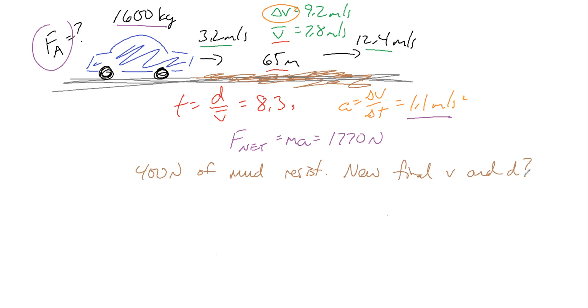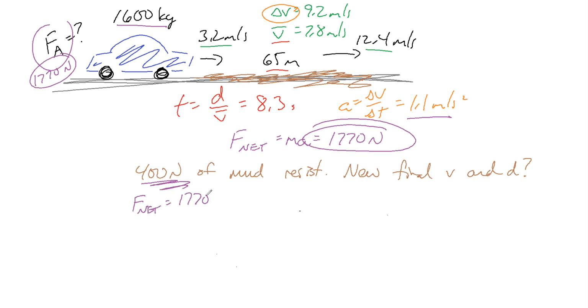Okay, so let's just take the exact same question and work it the other way, incorporating some mud. Well, I know that my engine is supplying 1770, but now I've got 400 newtons of mud. So this is where I would say my applied force is 1770, and in the first part, that was my net force, but not anymore. My net force this time is going to be that 1770 that the engine is pushing with, subtract the 400 newtons from the mud, which leaves me with only 1370 newtons.